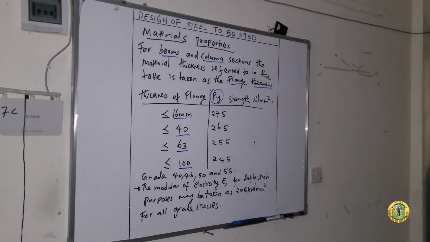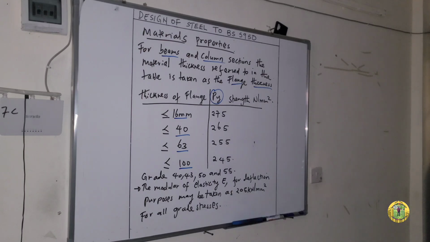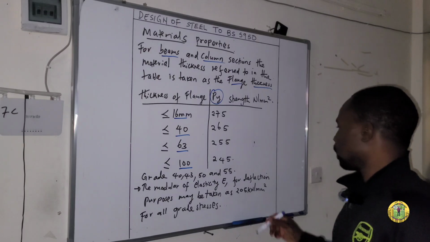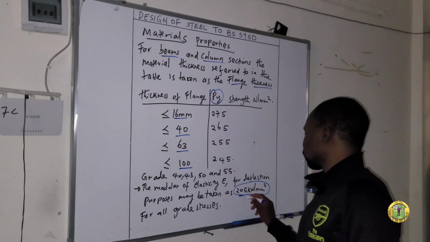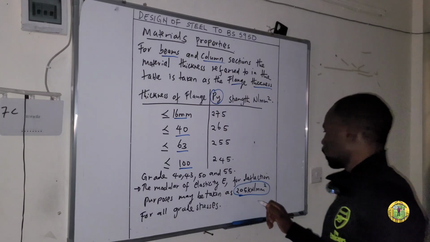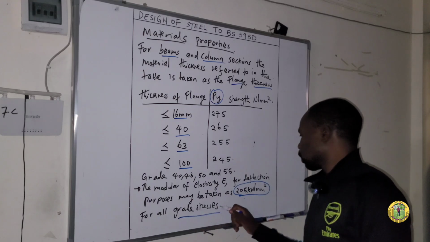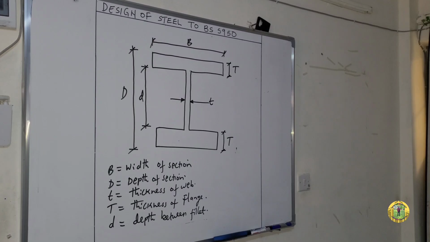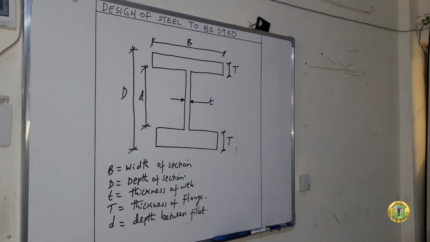And then the modulus of elasticity, which is E, or the Young's modulus, for deflection purposes may be taken as 205 kilonewton per millimeter square for all grades. You have seen this in my previous explanation. So 205 kilonewton per millimeter square is taken as E for all grade stresses.